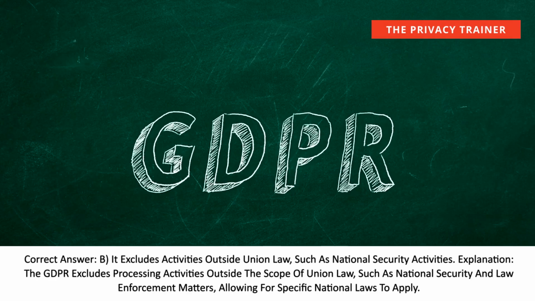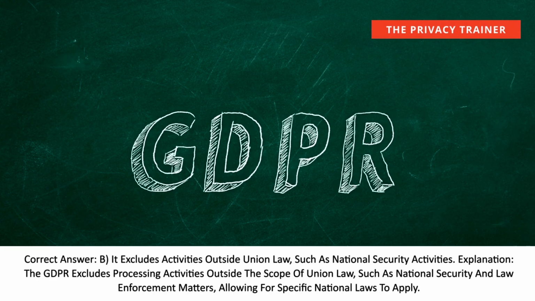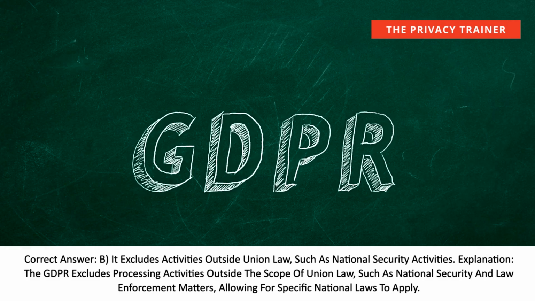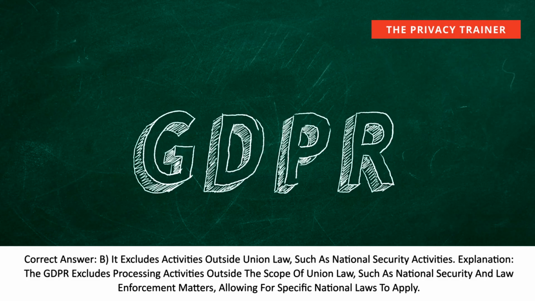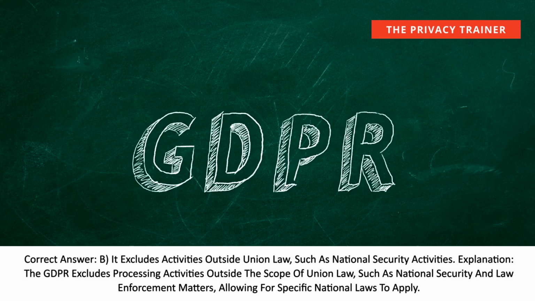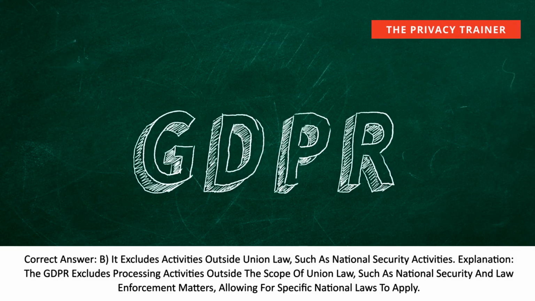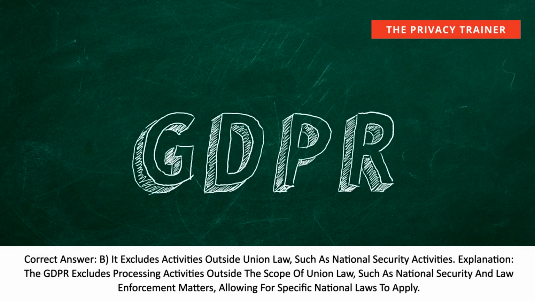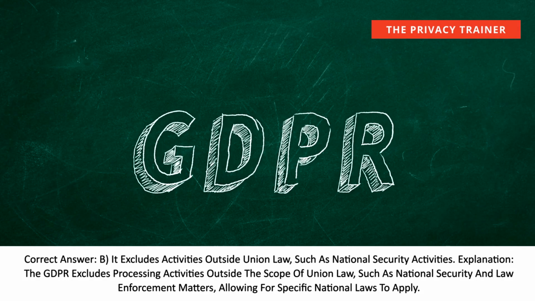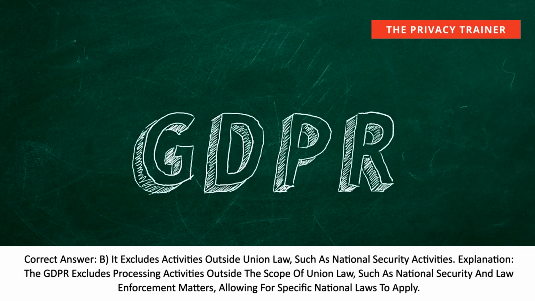Correct answer. B. It excludes activities outside union law, such as national security activities. Explanation. The GDPR excludes processing activities outside the scope of union law, such as national security and law enforcement matters, allowing for specific national laws to apply.